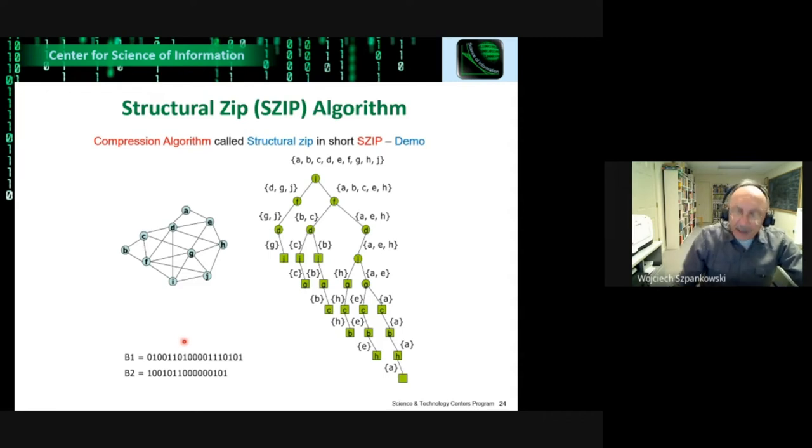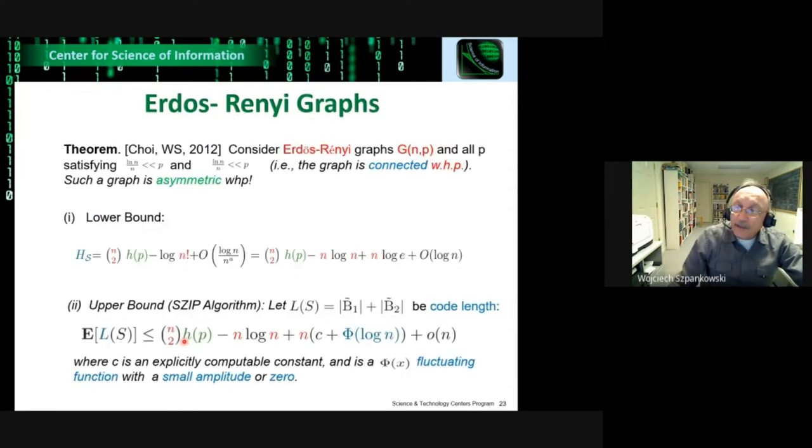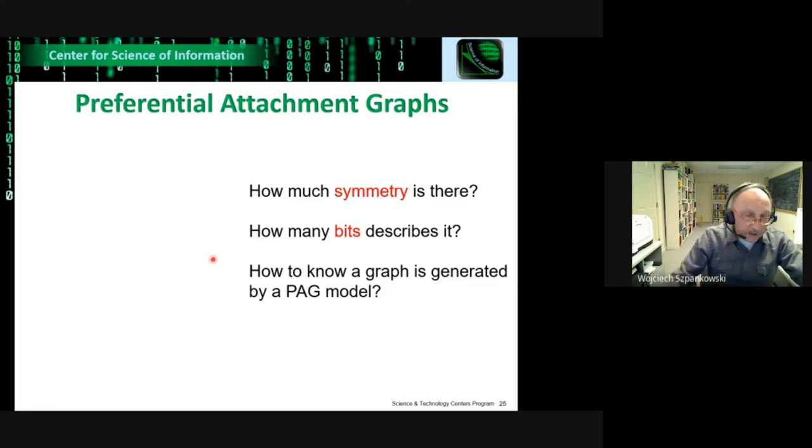Doesn't matter. This algorithm, we can prove, matches the first two terms of the entropy. So this is the idea. First, answer the fundamental question, find what is the lower bound, and then find an algorithm that achieves this lower bound. Now, let me do something more interesting.